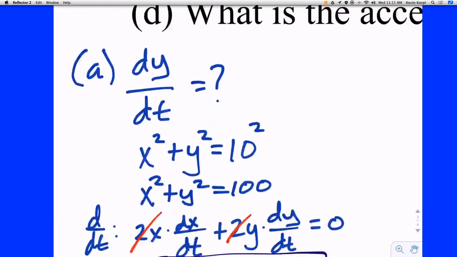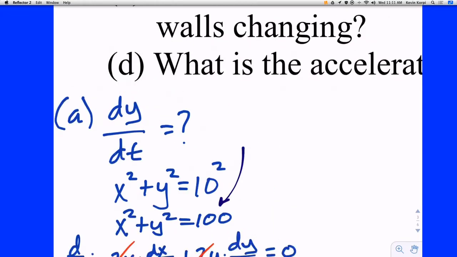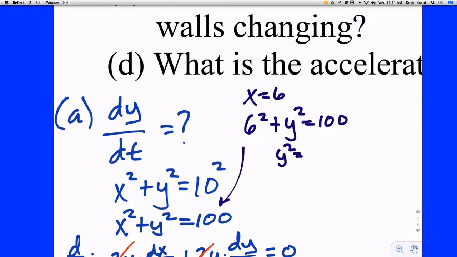Well, no problem. That's where my position equation comes in. So at that moment, remember, when x was 6, we get 6 squared plus y squared equals 100. So y squared equals 100 minus 36, which is 64. And we consider plus or minus, but we're talking about length above the wall, so we have to use the positive value. So y is equal to 8 at that moment.